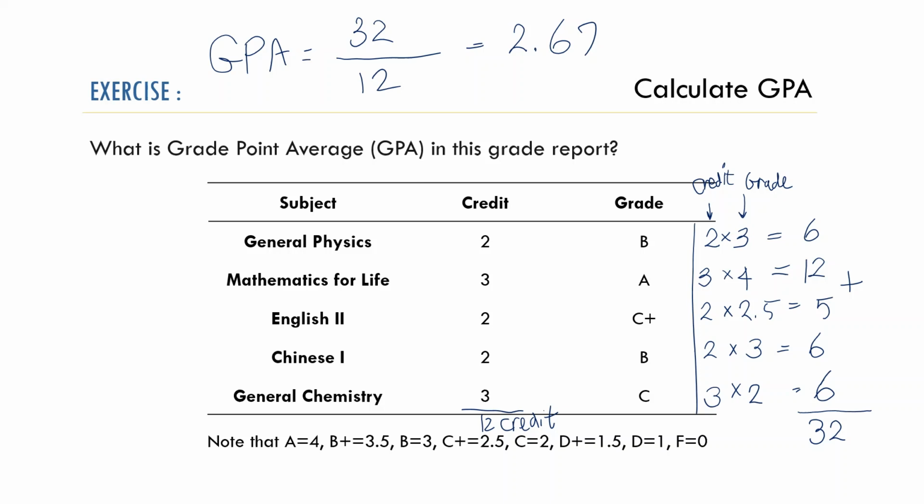Alright, so this is very easy, right, to calculate the GPA. It's even easier if you get all A's, so you get 4.0 grades. Okay, so you don't have to calculate this at all.